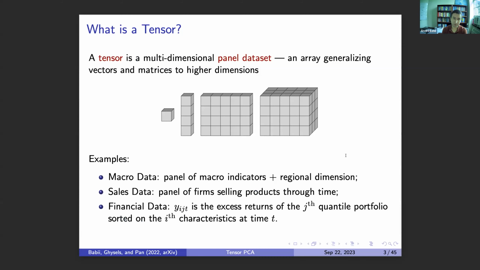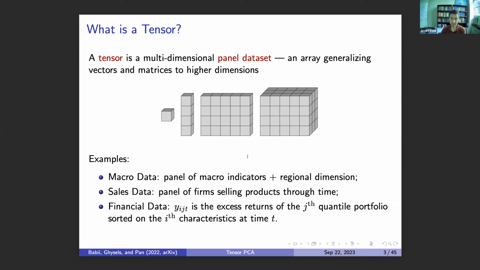So what is a tensor? A tensor is basically a multidimensional panel data set. So this is a multidimensional array that generalizes vectors and matrices to higher dimensions. Here we have, for example, a scalar, a vector, a matrix, and if you put several matrices together, we get a three-dimensional tensor, and then we can keep going, put several three-dimensional tensors together and get a high-dimensional fourth-order tensor.